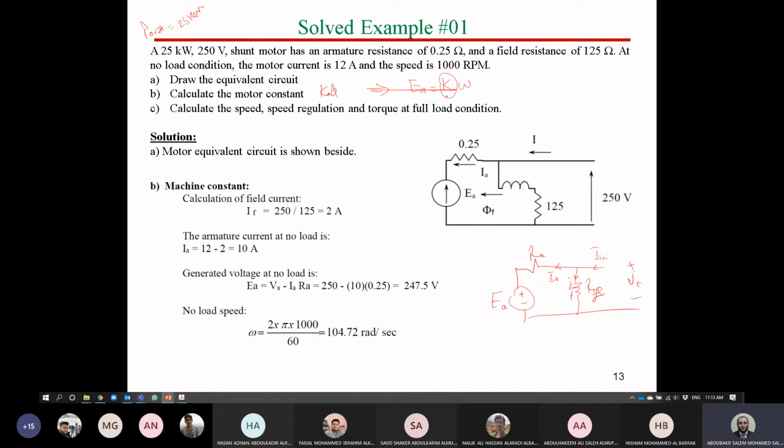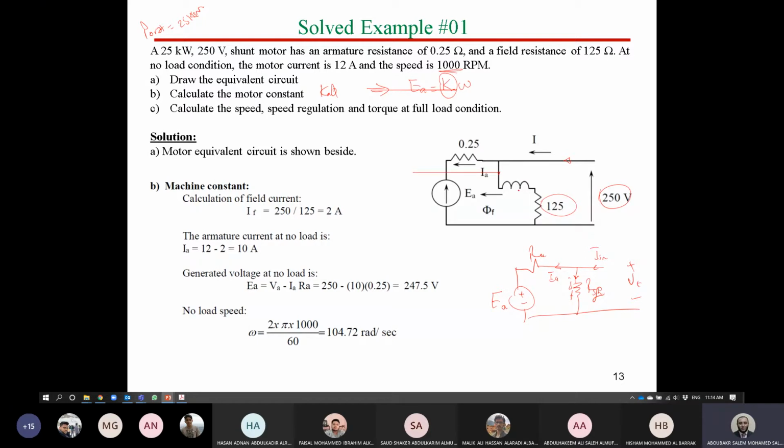How can we calculate motor constant? Simply, you have to find an operating point in order to get the motor constant. As you can see here, we have an operating point for the no load condition. So you have the no load speed, 1000 RPM, and you have the input current here, which is 12 amp. We have the value of field resistance, so simply we can calculate the current moving in the field branch here. Field current will be V divided by the value of field resistance.